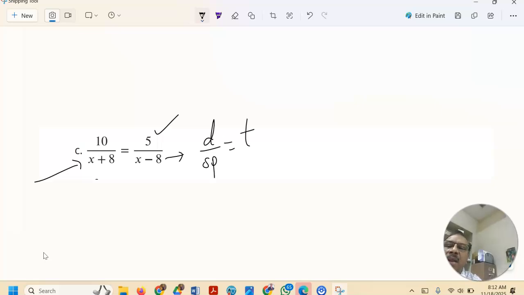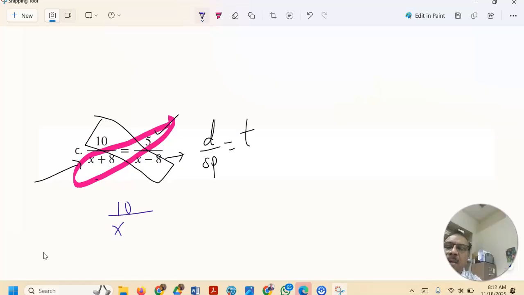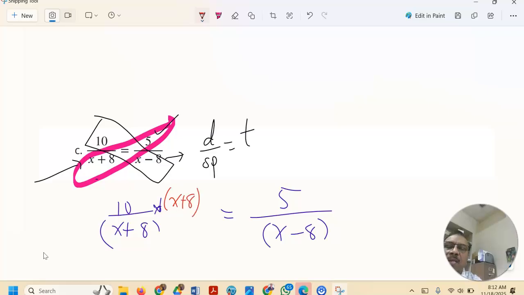So what you do next is, here we can use the cross product like this, and let's use this idea here. So what does this basically mean? Actually, we are skipping one step here. We are multiplying both sides by x plus 8 and x minus 8. So if you multiply on the left, you also have to multiply. The least common denominator is this.